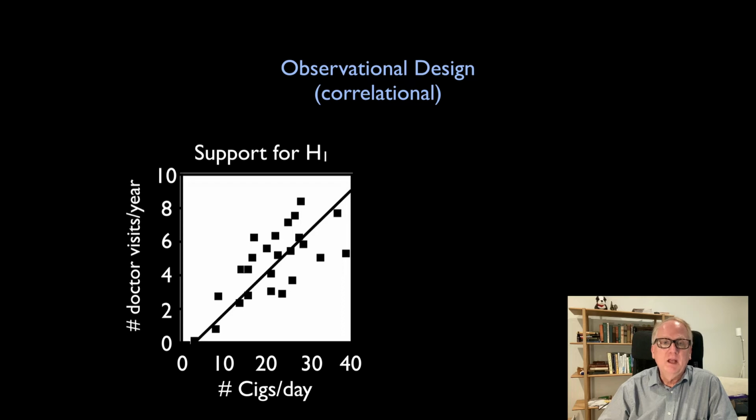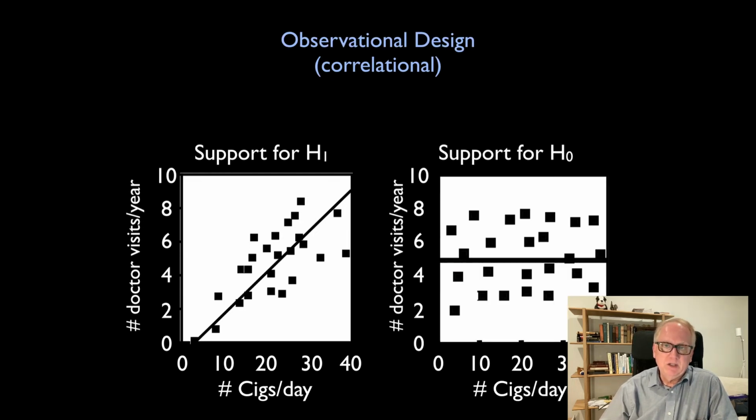So like that person who has 40 cigarettes a day or 35 or 32 cigarettes a day, they're going to the doctor much more often than people who have somewhere between 0 and 10 cigarettes per day. So why I say that's support for H1, this is the support for the research hypothesis. This says, oh, there is a relationship between the number of cigarettes per day and the number of doctor visits per year. Whereas the null hypothesis would say that there isn't a relationship between the number of cigarettes per day and the number of doctor visits per year.